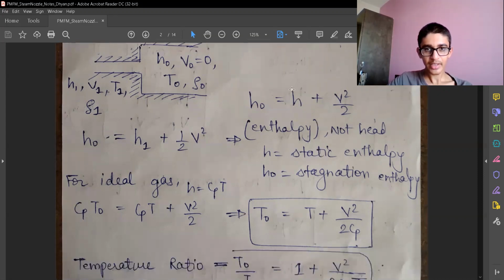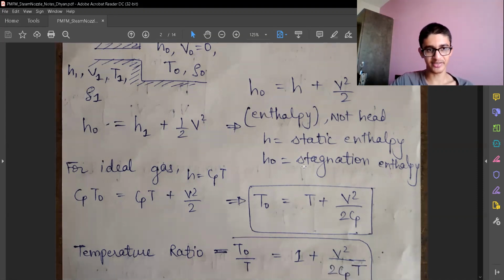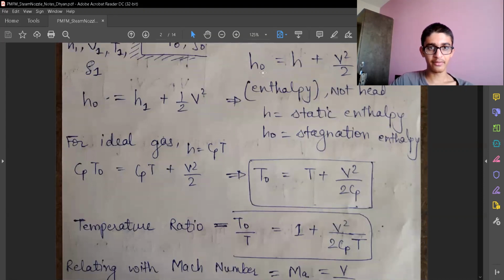And H is the static enthalpy. Static enthalpy doesn't mean that at the point of measurement the velocity is zero. Only for stagnation enthalpy does it mean it is zero. And we can convert the enthalpy to Cp delta T or Cp T. So H0 will convert to Cp T0, and H will convert to Cp T plus V square by 2.